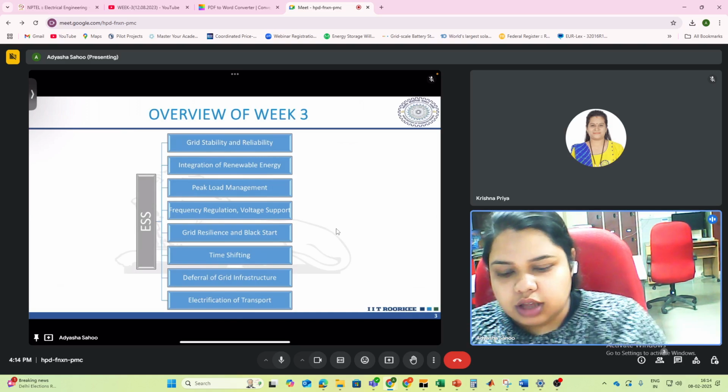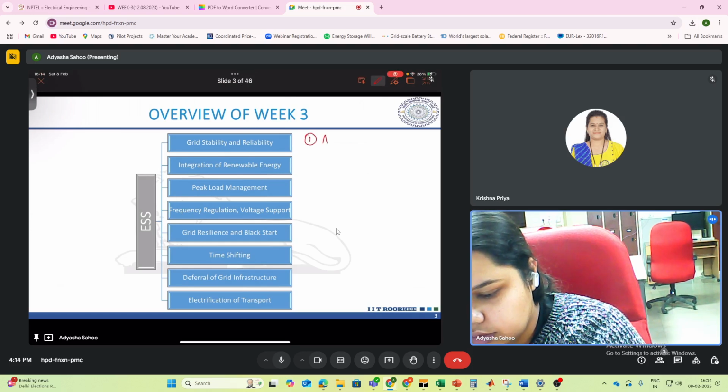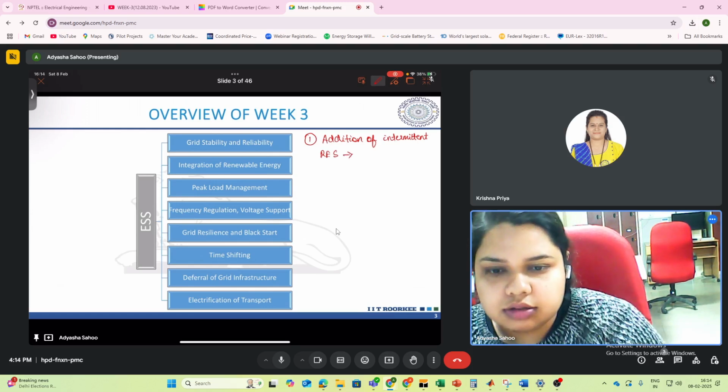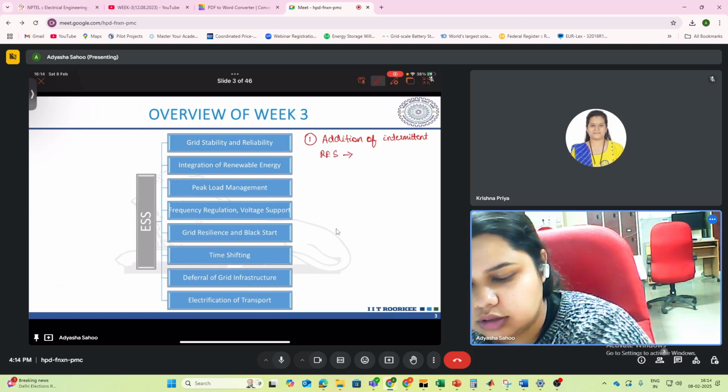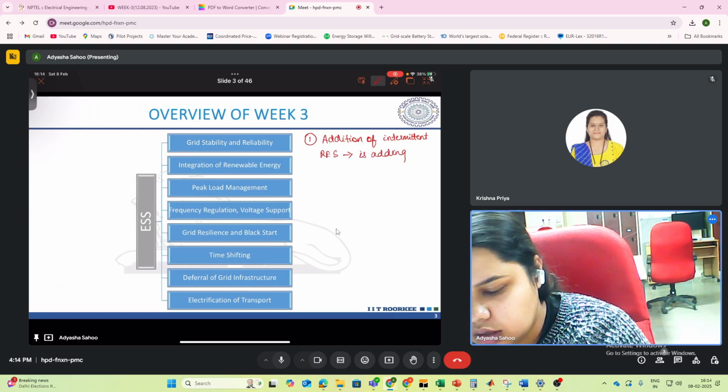Firstly, as we know, the addition of the intermittent renewable sources is making the load demand and supply balance a very difficult task for the system operators. It is adding uncertainty to the system operations.